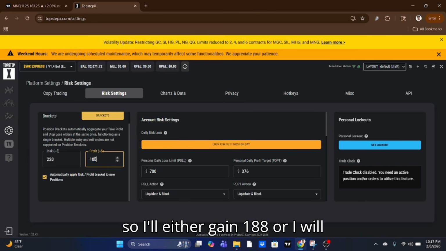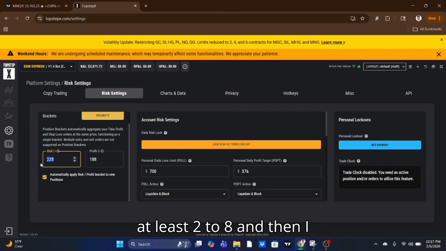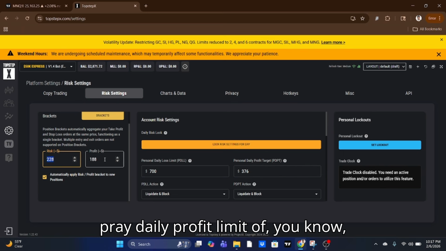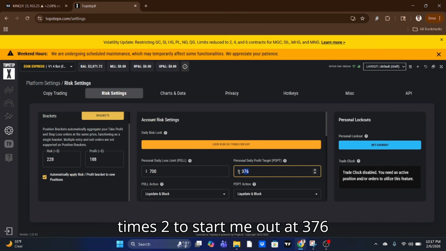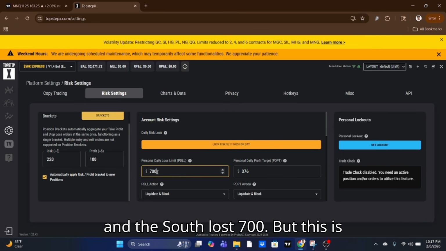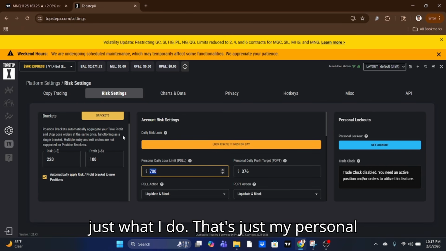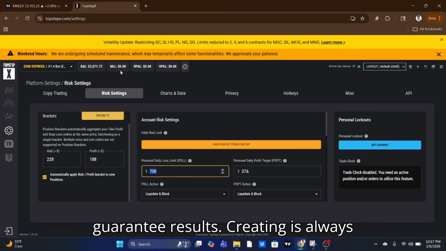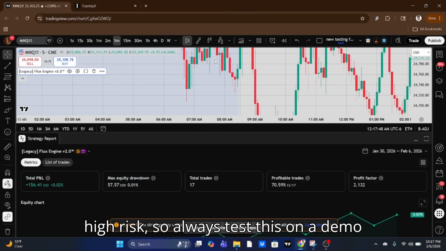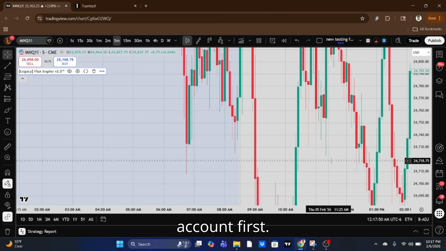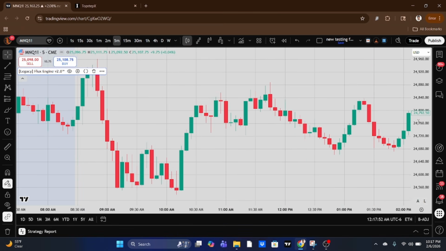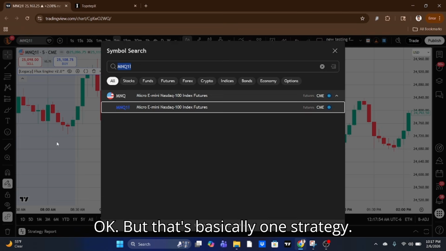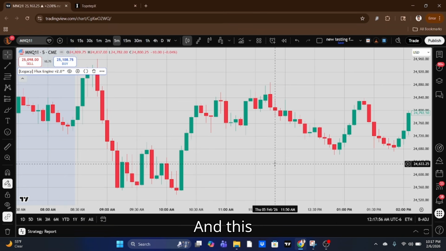So I'll either gain 188 or I will lose 228, and then I put a daily profit limit of times 2 to stop me out at 376 and then stop loss 700. But this is just what I do. That's just my personal preference. And also disclaimer, I don't guarantee results. Trading is always high risk, so always test this on a demo account first. Okay, but that's basically one strategy.